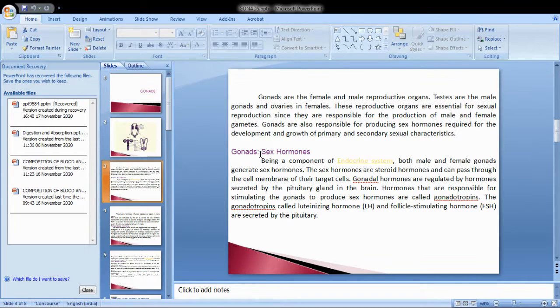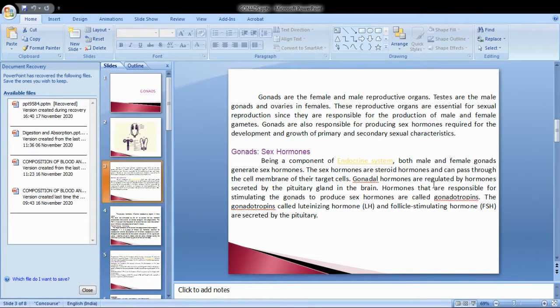Gonads and sex hormones. Being a component of the endocrine system, both male and female gonads generate sex hormones. The sex hormones are steroid hormones and can pass through the cell membrane of the target cells.